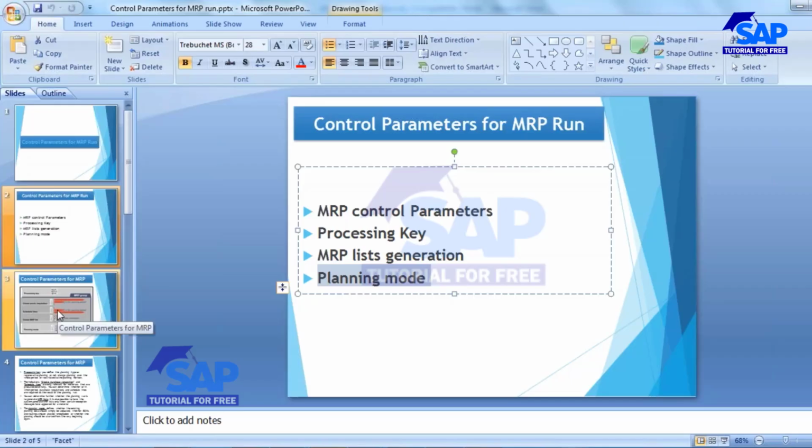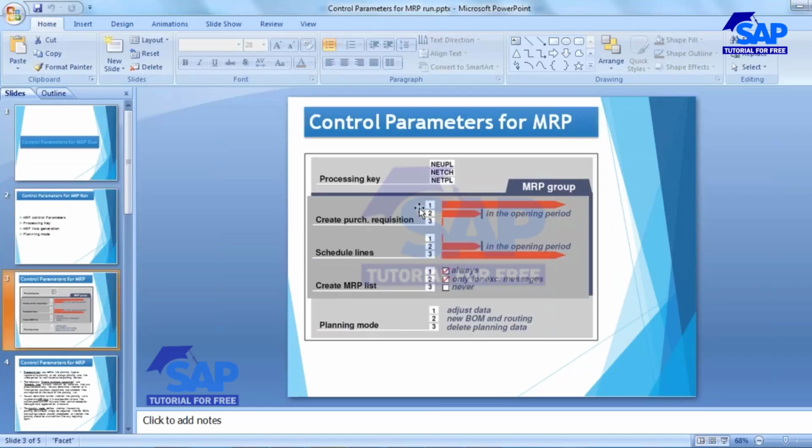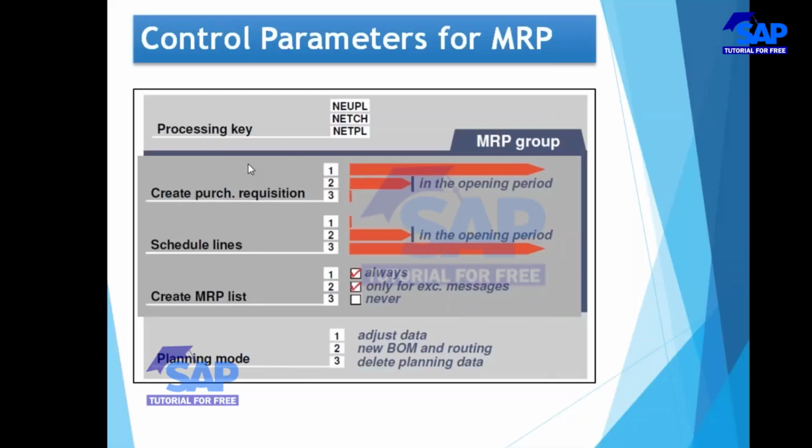Okay, so control parameters for MRP run. So when you're executing MRP run, on the screen you will be able to see these parameters. One is the processing key. There are 3 processing keys. We'll discuss these things in a minute. Okay, then you have the option of create purchase requisitions. Okay, then you have schedule lines. Okay, then you have to create MRP list or not, that option is there, and then you have the planning mode. So these are the control parameters we have while executing the MRP.